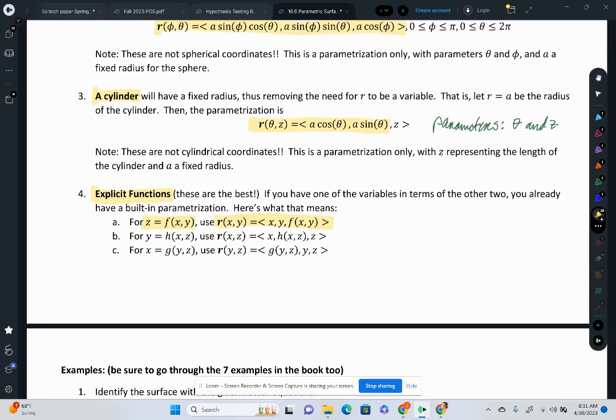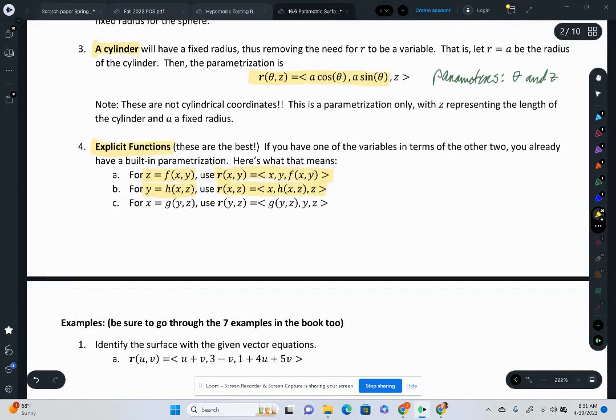Similarly, if we have y equals a function of x and z, then the parameters are x and z. X and z get to be themselves while y has to be the function of x and z. And last but not least, if x is a function of y and z, then y and z are the parameters, and x has to be a function of those parameters. Okay, so let's just state that. So here, x and y are parameters. In the second one, x and z are parameters. And in the third one, y and z are parameters.